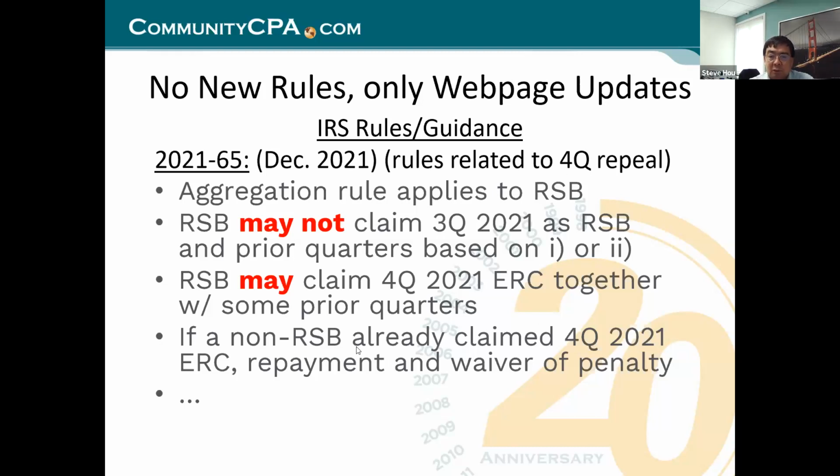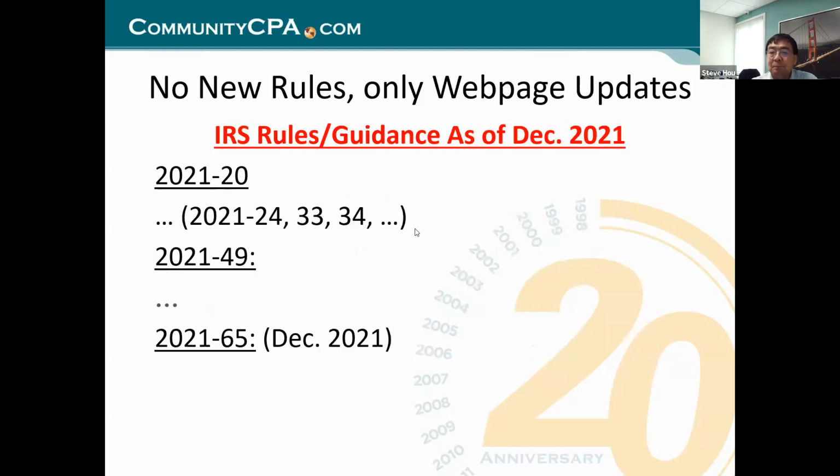And then some people already tried to make use of the fourth quarter ERC. They were expecting that it was coming, so they already made use of that. So the IRS clarified in this publication how you do the repayment, because there is no more fourth quarter 2021 ERC, and also the IRS, under applicable conditions, would waive the penalty for late payment of the fourth quarter payroll taxes. But anyway, there are some other things that are clarified in that notice as well.